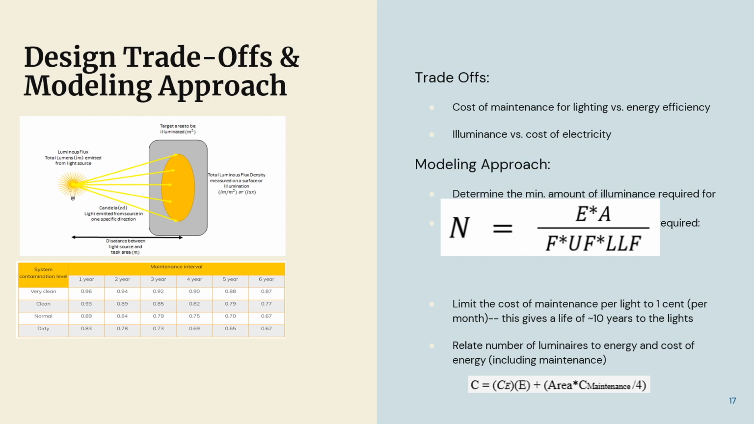For our modeling approach, we first determine the amount of illuminance required to achieve good working conditions and to have enough light. This is based off of OSHA standards for a factory floor. From there, we related the desired illuminance to the number of lamps required.